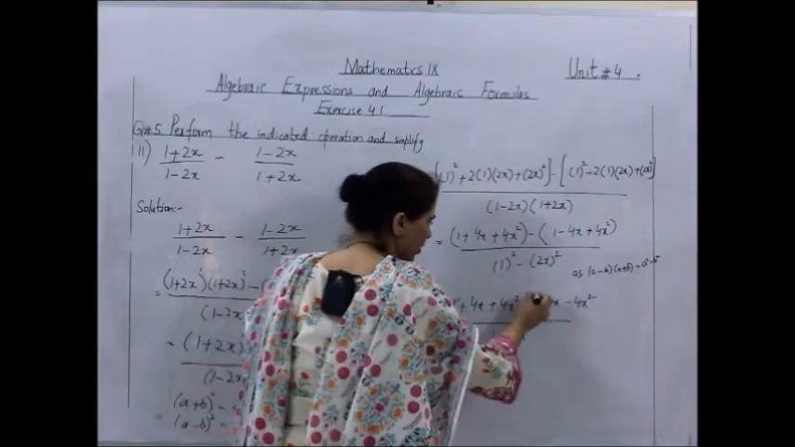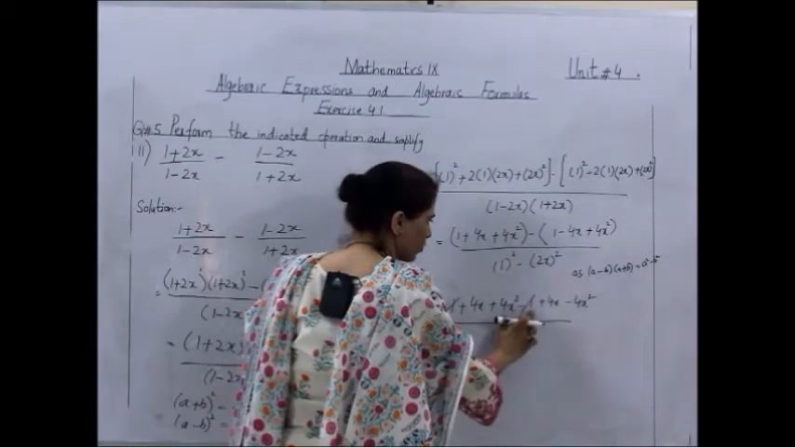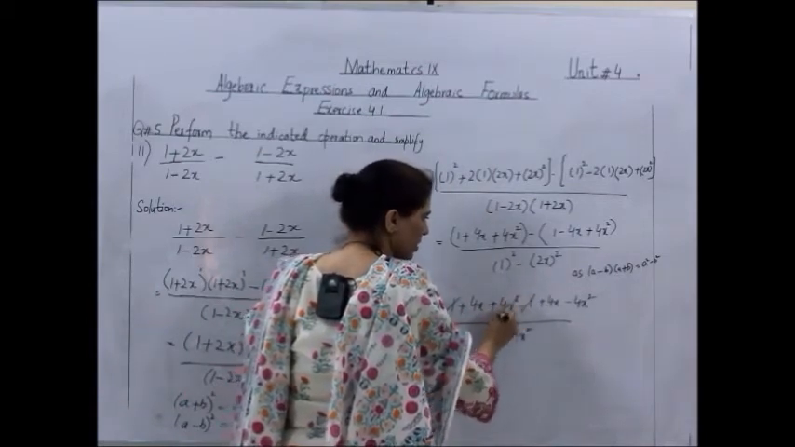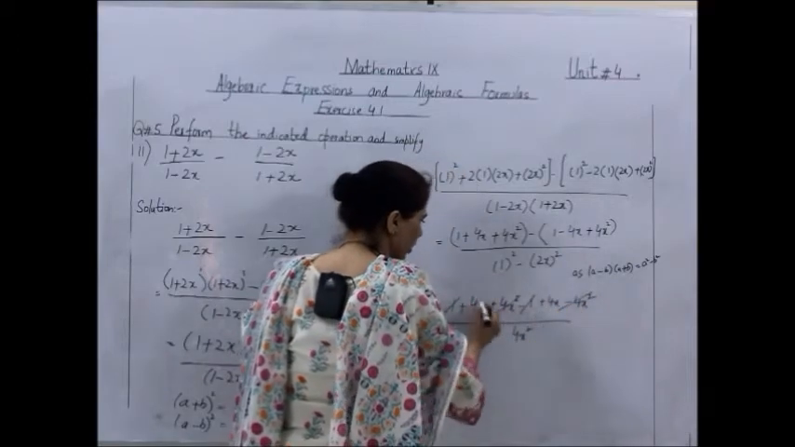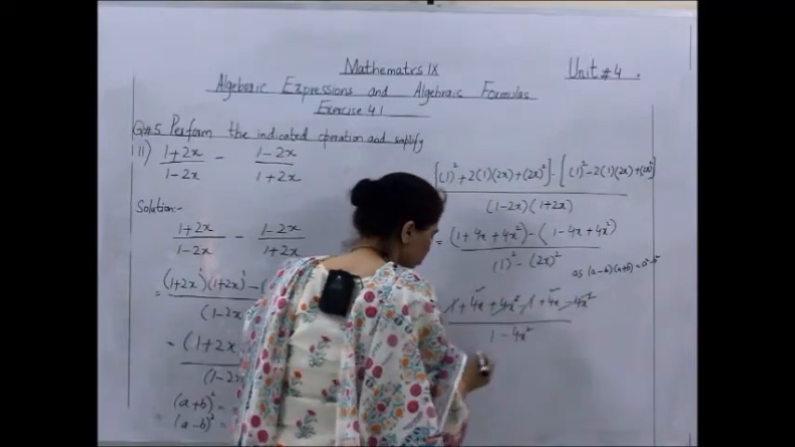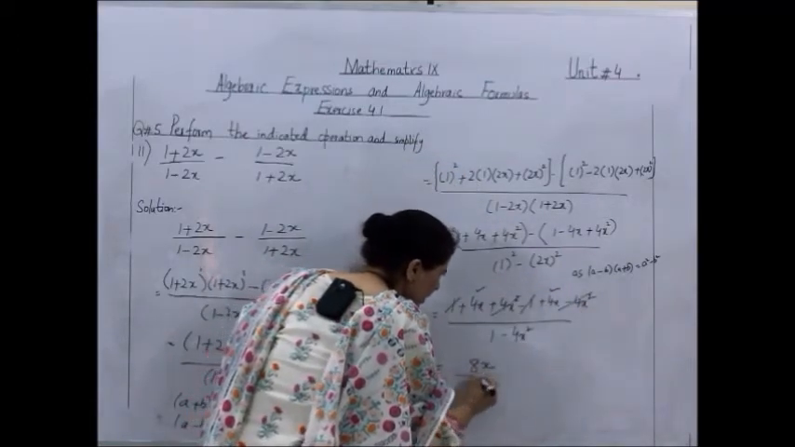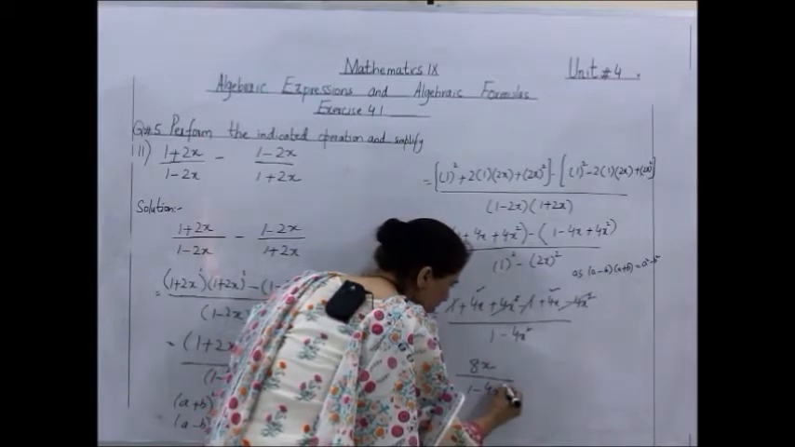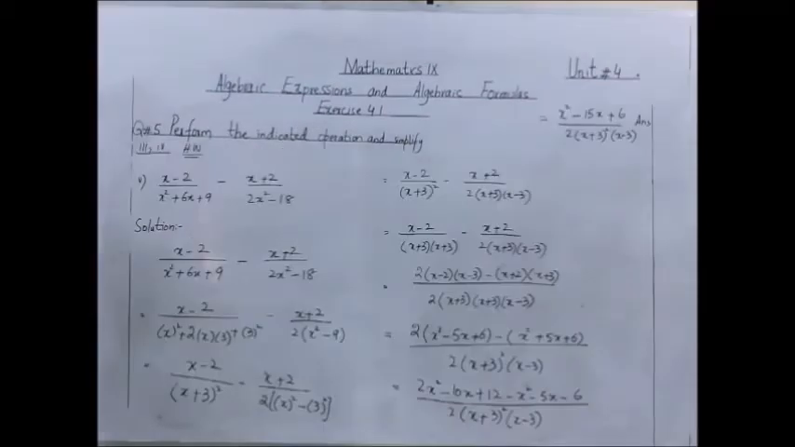1 will be cancelled out with minus 1, plus 1 will be cancelled out with minus 1, and plus 4x square will be cancelled out with minus 4x square. Like terms 4x and 4x will become 8x. 1 minus 4x square is your answer.